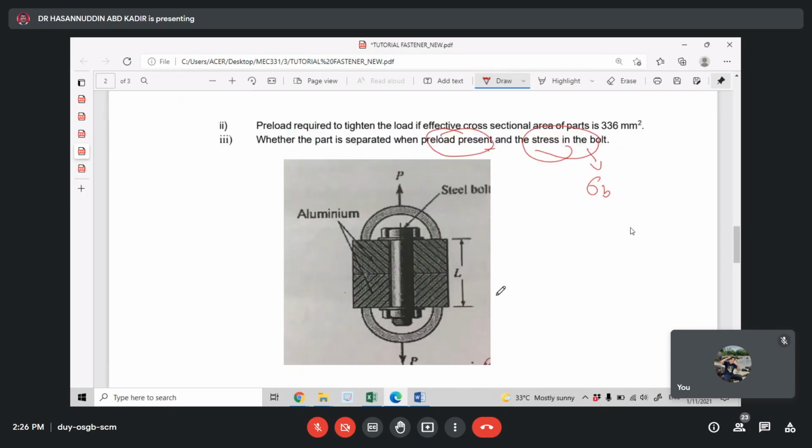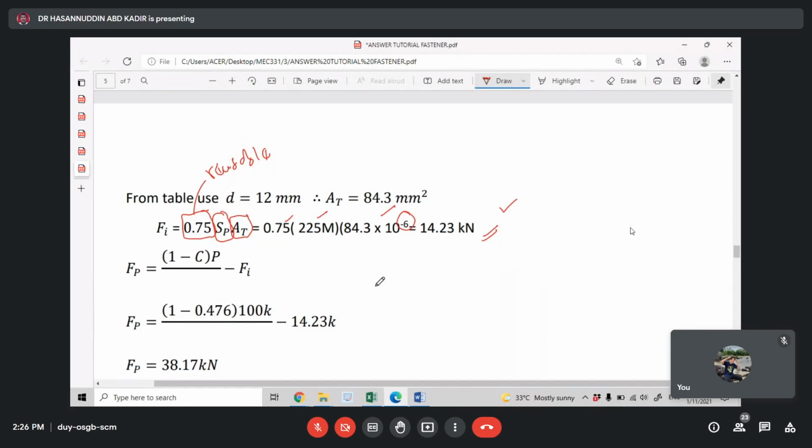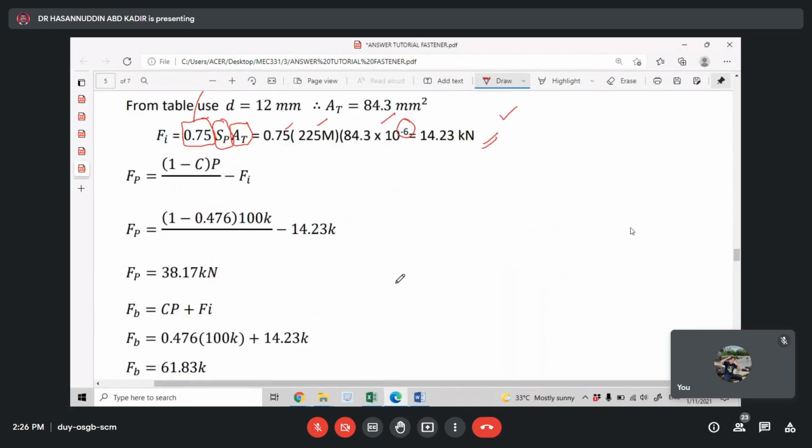Okay, preload present means we will have an additional load. Okay, 100 is the new load. Okay, we will look first. So they ask you to find whether the part is preloaded or not. So we apply the value for the FP here. Okay, FP equals 1 minus C, P minus FI. FI you already know from here. Then 1 minus C, P is from the question that is given to you.